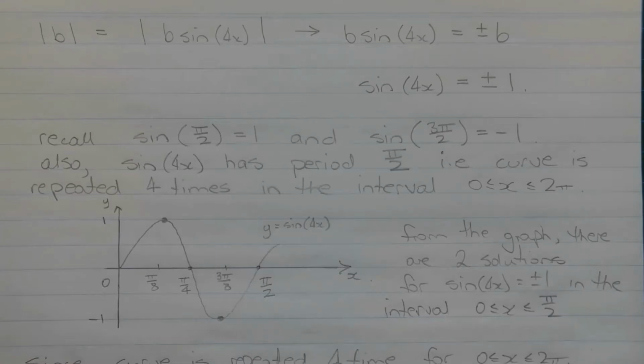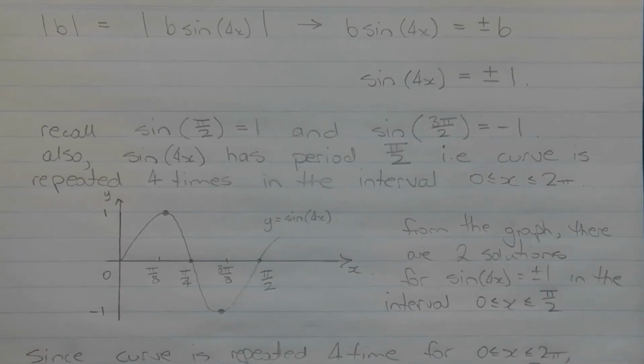Consider the curve y equals sine x, that's our base curve. We know that sine pi over 2 is equal to 1 and sine 3 pi over 2 is equal to negative 1. So in degrees, sine 90 degrees is equal to 1 and sine 270 degrees is equal to negative 1. But we're dealing with y equals sine 4x. This means it has a period pi over 2 rather than a period of 2 pi. So in the interval x greater than or equal to 0, less than or equal to 2 pi, the curve is repeated 4 times. Let's consider one repetition of the curve y equals sine 4x.